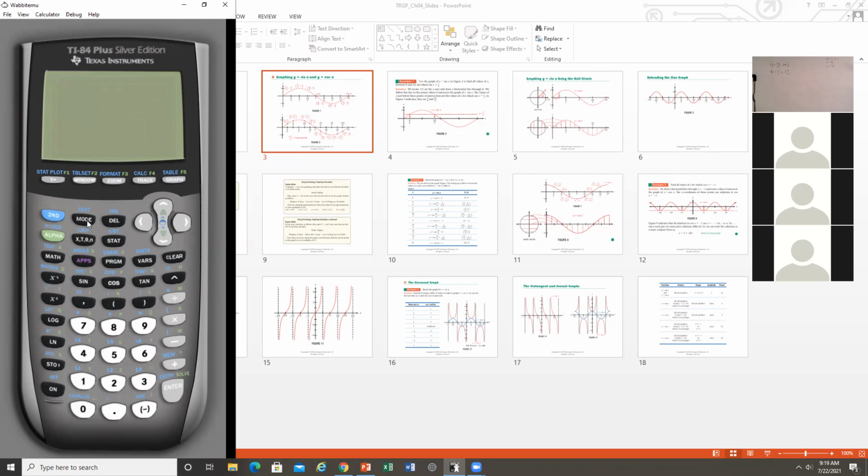The next thing you want to do is hit your window button. At the top of your keyboard, you have a button that says window. And this is where you can configure how you want your x-axis and y-axis to be laid out. So to graph the sine function here, y equals sine x, let's have our x minimum value start at 0.